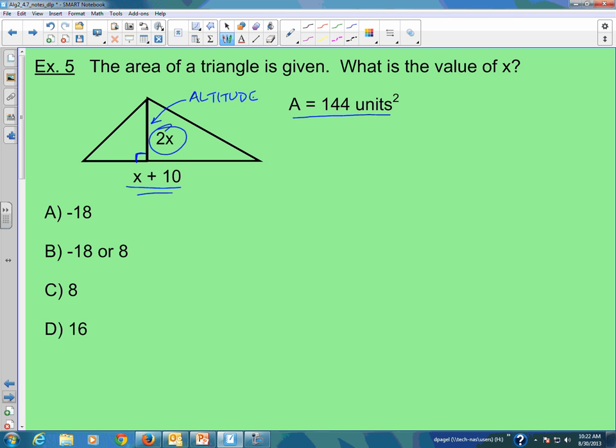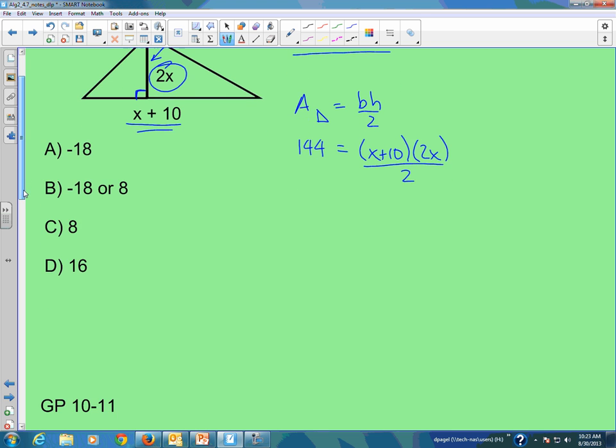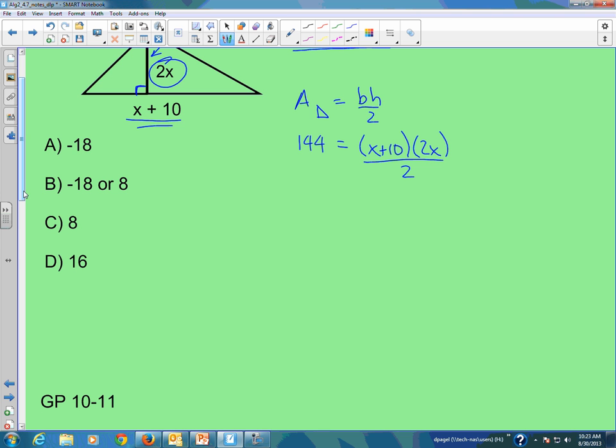So if that's the case, and I know that the area of a triangle is equal to base times height divided by 2, I have a base that happens to have a variable in it. I also know the area is 144, so I have an x plus 10 as my base. My height is 2x, and we're going to take all of that and divide by 2. What would I do here? Get that 2 out of there, so multiply both sides, or the entire equation, by 2. We get 288 is equal to, I'm going to just change the order here, 2x times x plus 10.